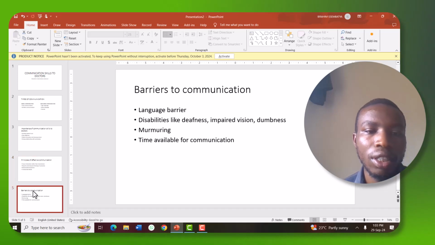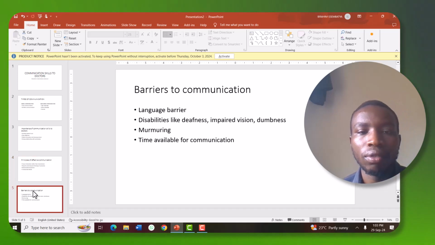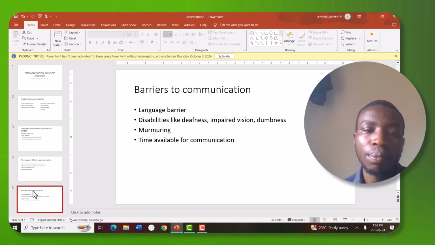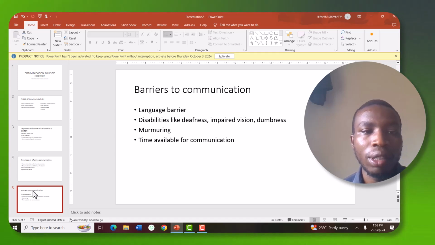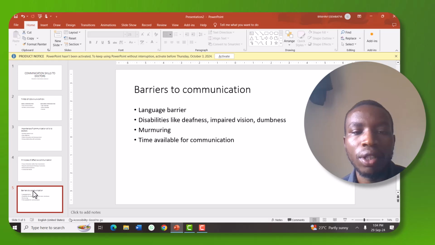And my next slide is the barriers to communication. There are some barriers to communication in the medical field. For example, language barrier: maybe in a place where you have a certain language and the patients that you usually receive have different languages, they don't know English, so that one will hinder your communication with patients.